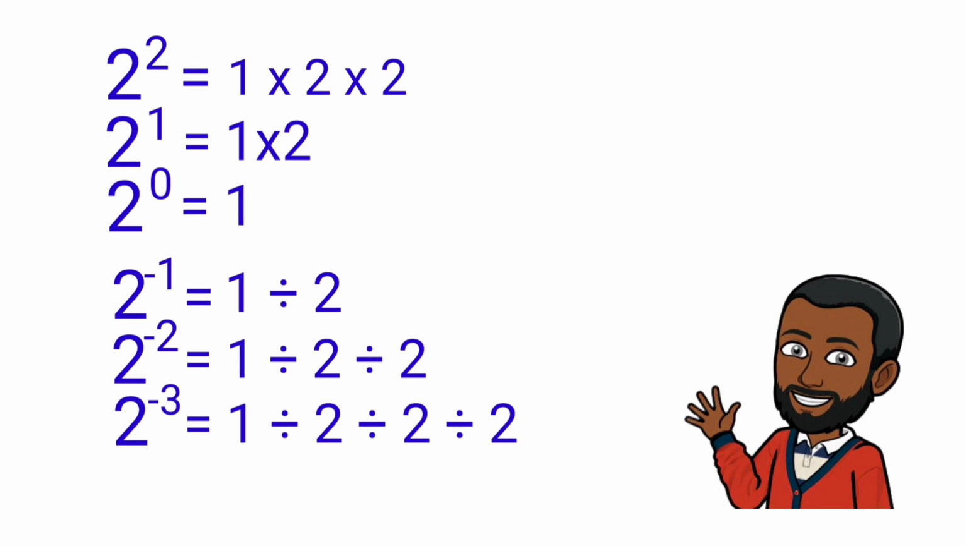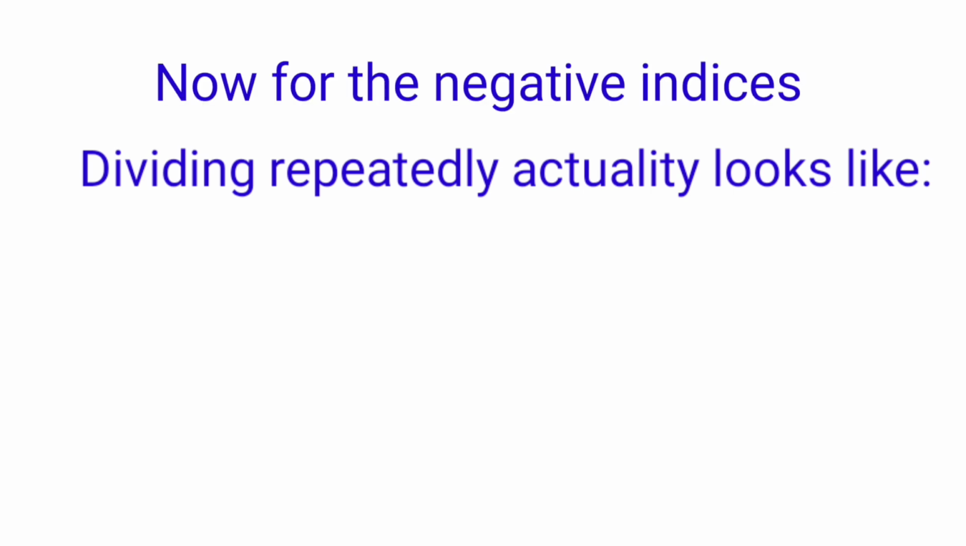And somebody might be asking, why the division? Well, division is the inverse of multiplication, and we can actually write that. So dividing repeatedly actually can look like multiplication, and so we are going to show what the negative indices look like in terms of multiplication.